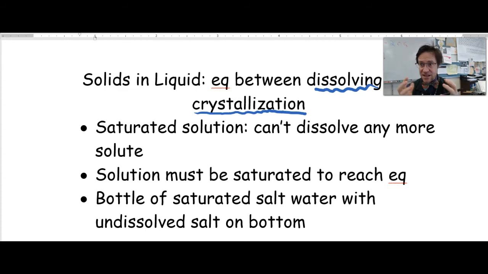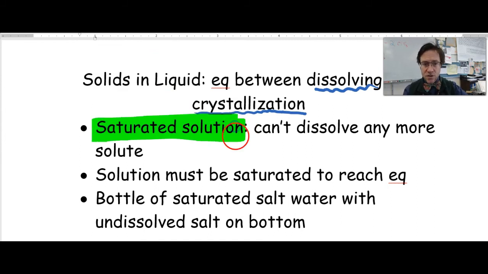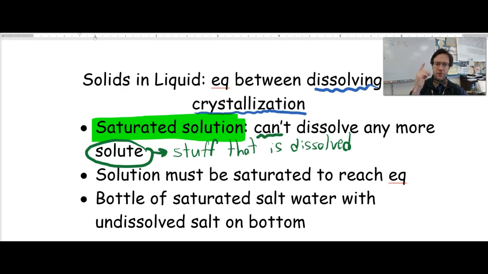And that's what happened. Oh, and I just said this word. I said saturated solution. So a saturated solution is a solution that can't dissolve any more solute. Well, that's a vocab word. So a solute is stuff that's dissolved. So for this to happen, the solid and the liquid at equilibrium, first step, you got to have a saturated solution. It has to be.